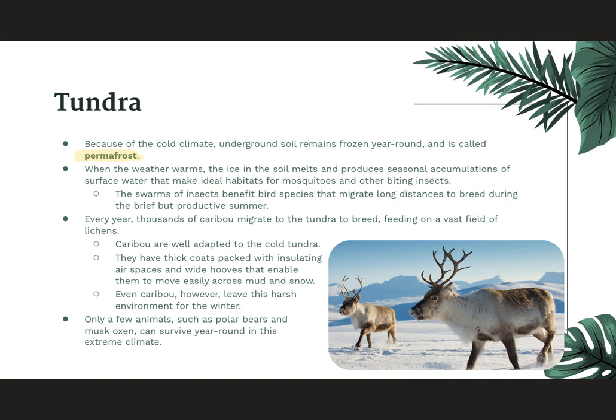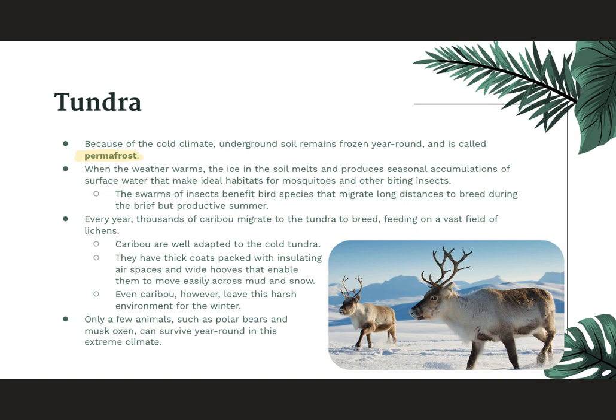When the weather warms, the ice and soil melt and produce seasonal accumulations of surface water that make it ideal habitats for mosquitoes and other biting insects. The swarms of biting insects benefit bird species that migrate long distances to breed during the brief but productive summer.